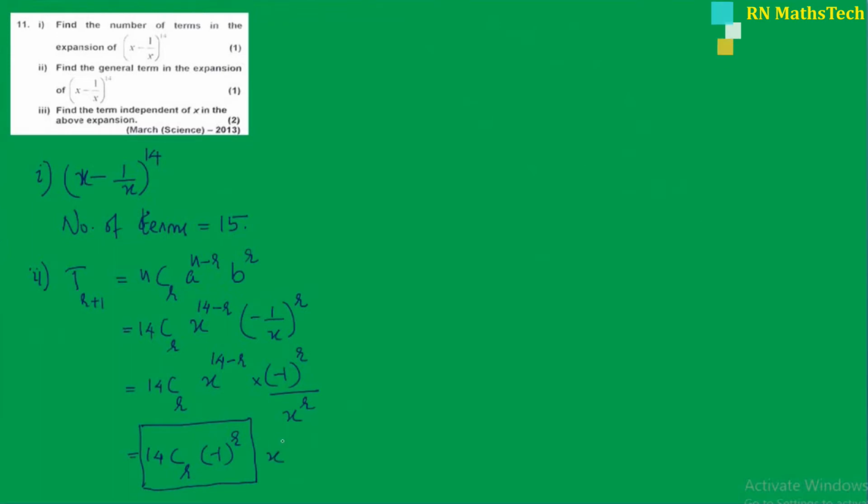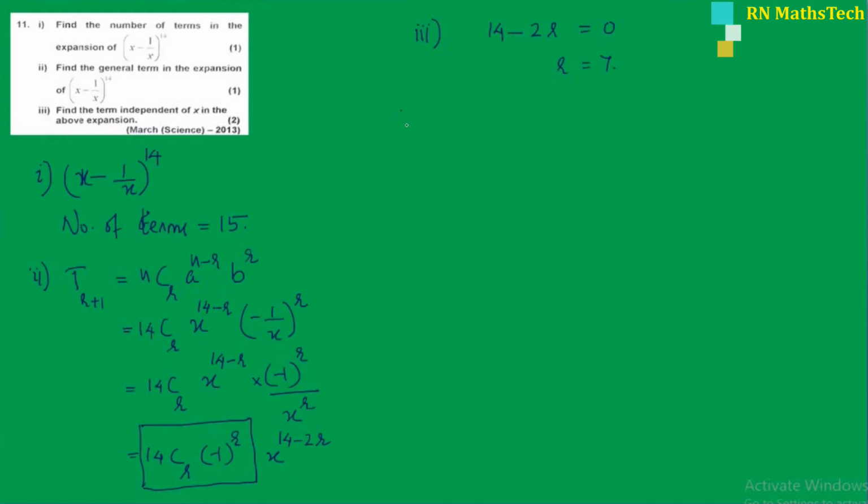x raised to 14 minus 2r. Okay, so that is the general term. To find the term independent of x, put 14 minus 2r equal to 0. We get the value of r as 7.